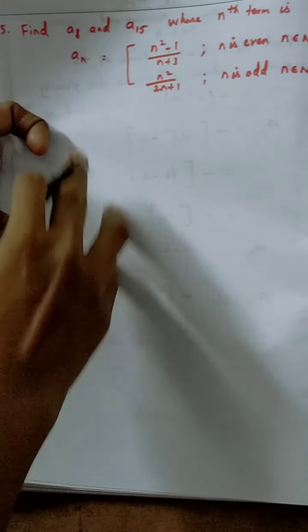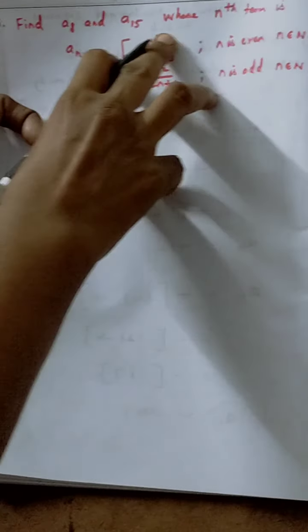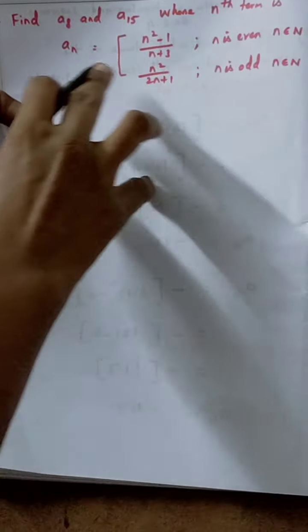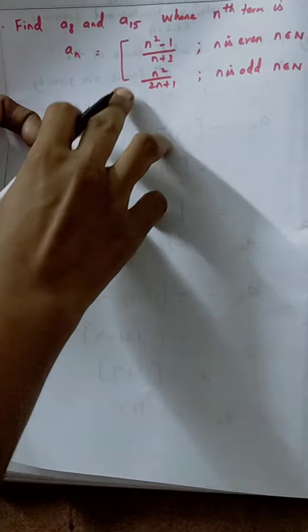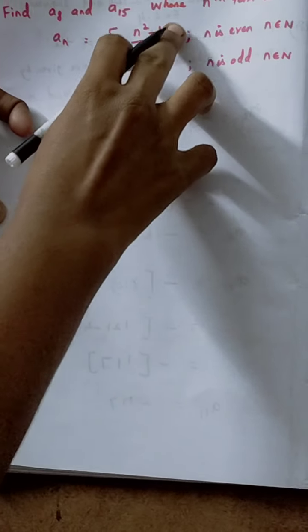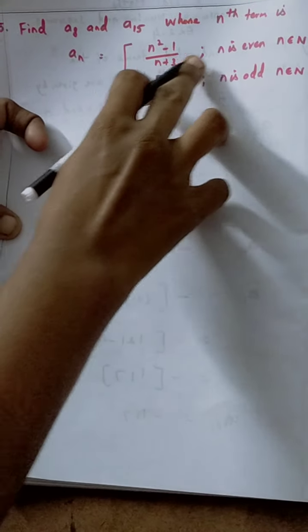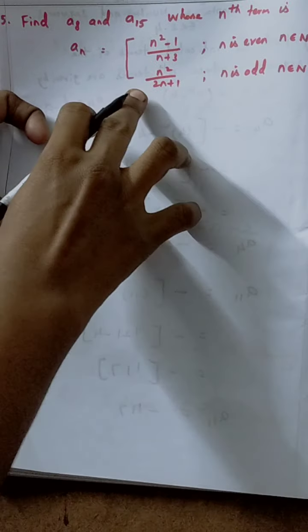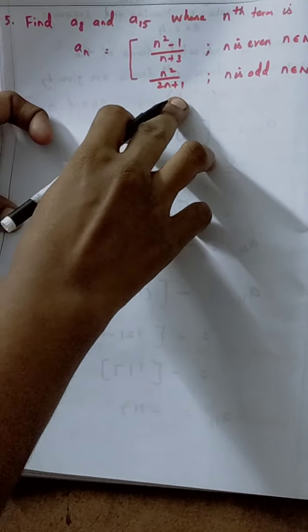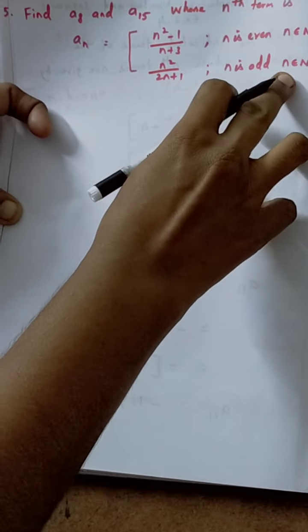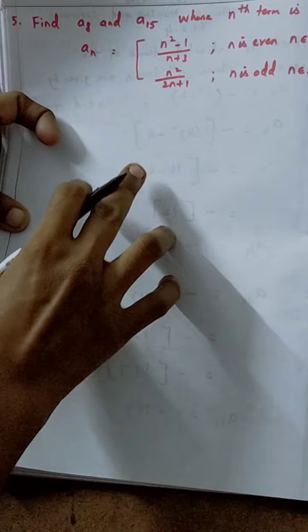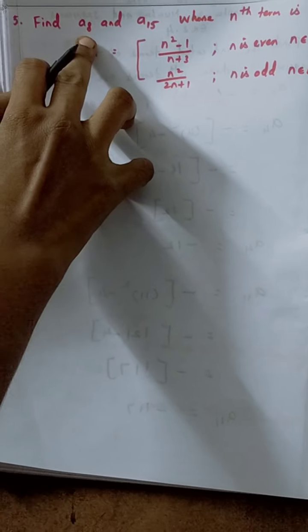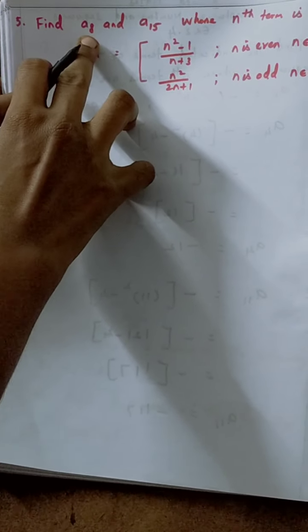Fifth question: find a8 and a15 whose nth term is given by a general term: a_n equals n squared minus 1 by n plus 3 if n is even, n belongs to capital N. Next one is a_n equals n squared by 2n plus 1 if n is odd, n belongs to N. First of all, we need to find a8 and then a15.